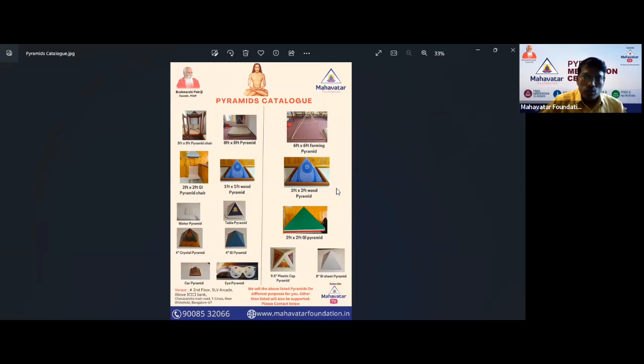So the first thing we understood is that the pyramid is the source of cosmic energy. Friends, try to understand, the pyramid is the only structure on this earth planet that receives the maximum amount of cosmic energy.